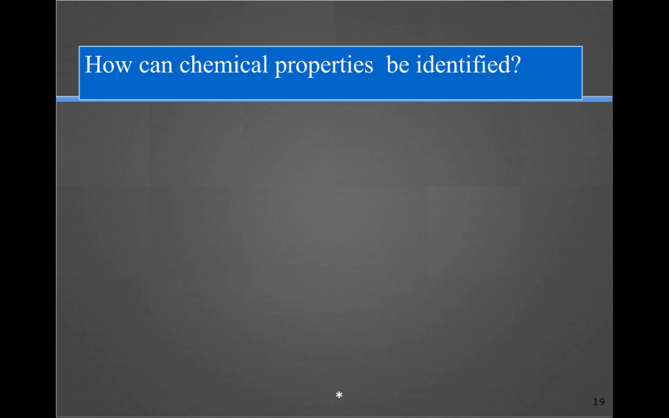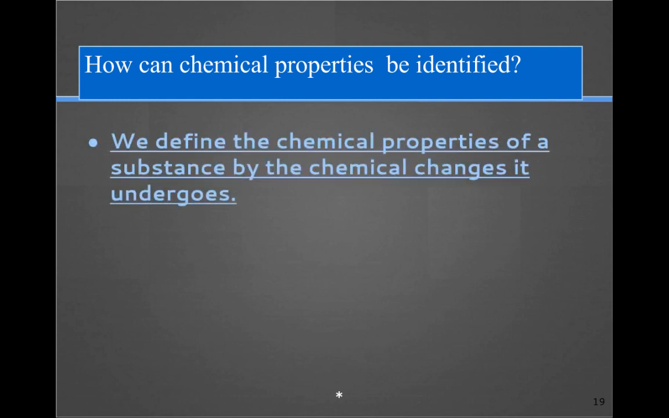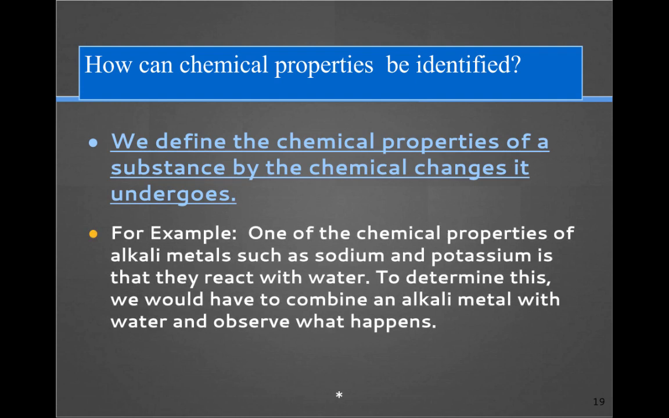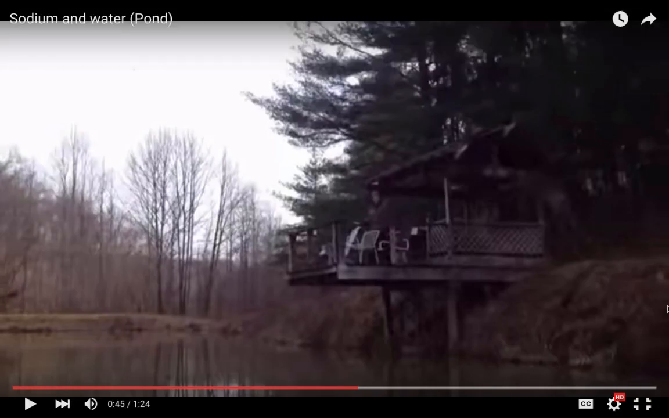So how can chemical properties be identified? We define the chemical property of a substance by the chemical change it undergoes. For example, one of the chemical properties of alkali metals, such as sodium and potassium, is that they react with water. To determine this, we would have to combine an alkali metal with water and observe what happens. I'm going to show you an example of that right now. Okay, this is a YouTube video that shows sodium being thrown into a pond.